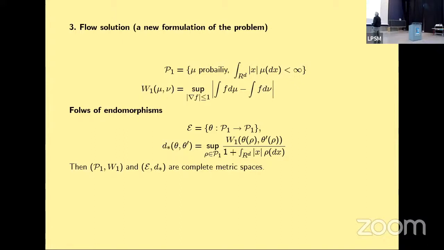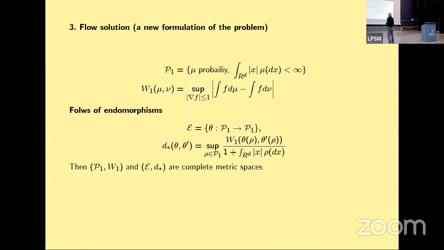And the second space I introduce is the space of endomorphisms. So just functions phi, which are defined on P1, with values in P1. This is A. So these are the endomorphisms on P1. And on this space of endomorphisms, I put the distance d star of theta and theta prime, which is the supremum over all the probability measures rho in P1 of the Wasserstein distance between theta of rho and theta prime of rho, normalized by the first moment of rho.